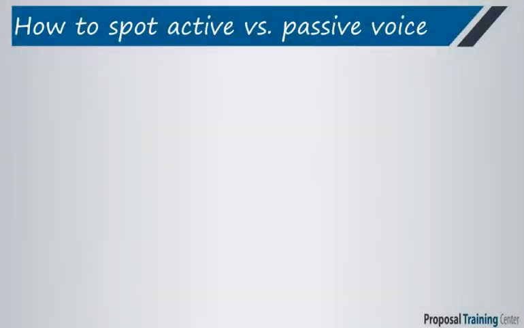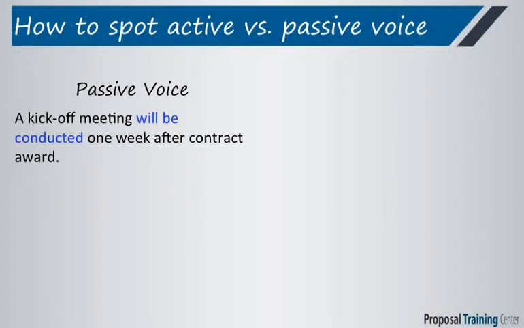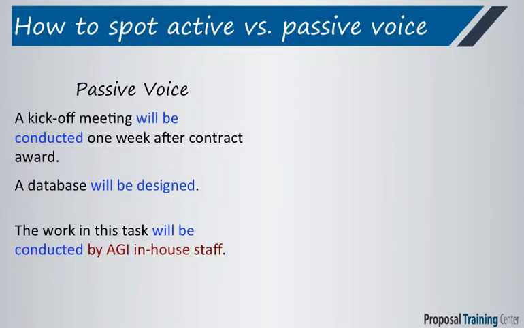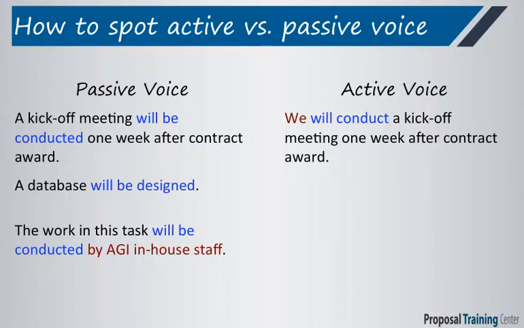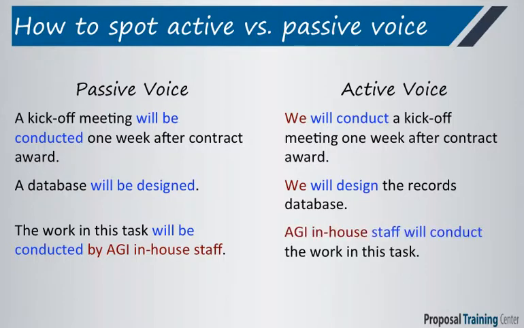Okay, here's some more examples. First, the passive voice. A kickoff meeting will be conducted after contract award. A database will be designed. The work in this task will be conducted by AGI in-house staff. And now the rewrites into active voice. We will conduct a kickoff meeting 1 week after contract award. We will design the records database. AGI in-house staff will conduct the work in this task. Note that only in the third example of the passive voice is it clear who will do the work, while in all three of the active voice examples, it's absolutely clear who the doer is. No ambiguity here.